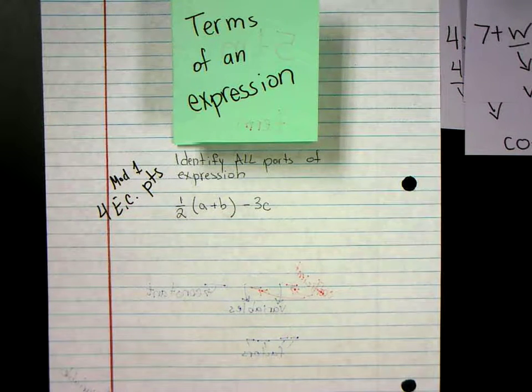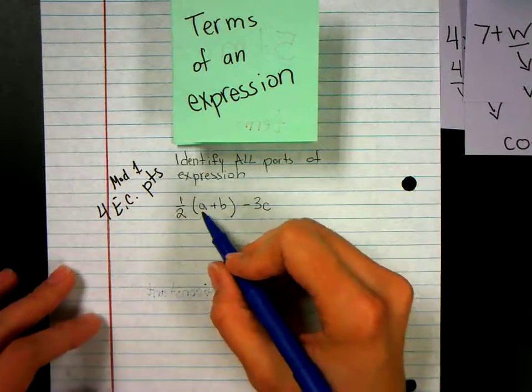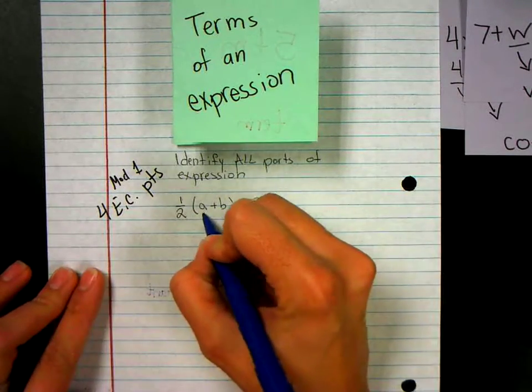The next one is variables, and remember those are letters that represent unknown values. So do you see any letters here? I see 3 letters here. I see A, B, and C. So those are all variables.